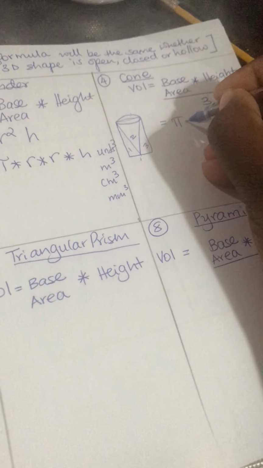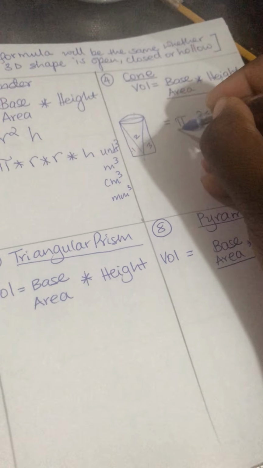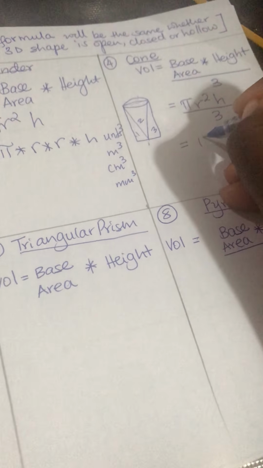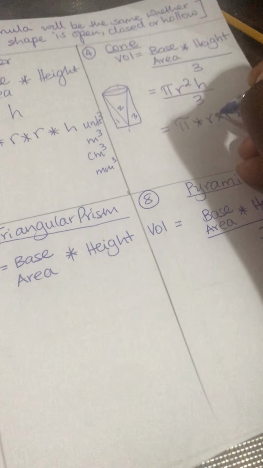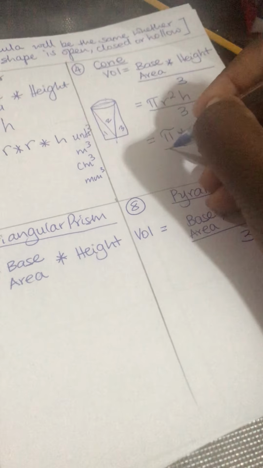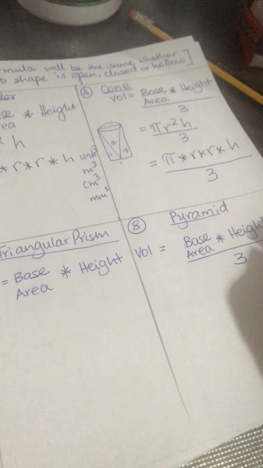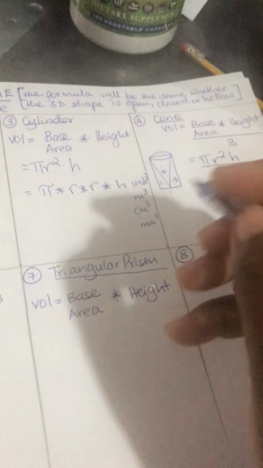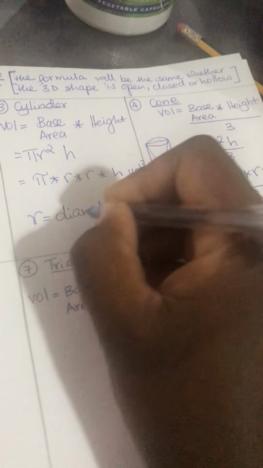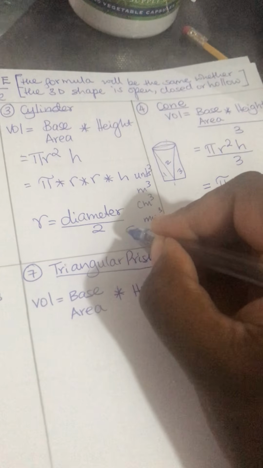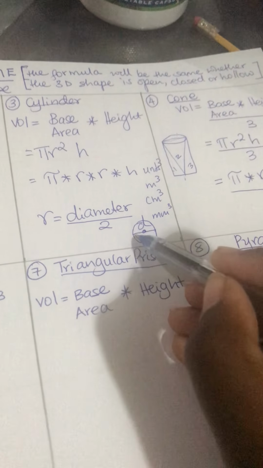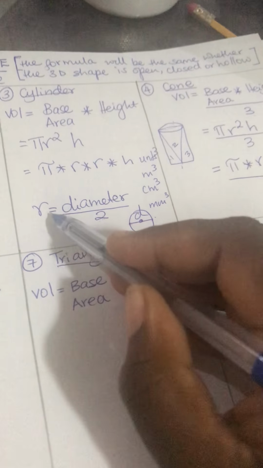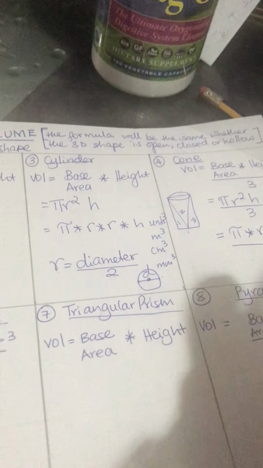So volume of cone equals pi r squared height, and then I have to divide by 3, pi times r, which is radius, r means radius, times height, and divide by 3. Now, how do I find radius? So radius equals diameter divided by 2. So if the question draws a circle and gives you the full line, this is the diameter. So if you get the full line, you have to divide by 2 to get the r. As we are doing the questions, you will see.